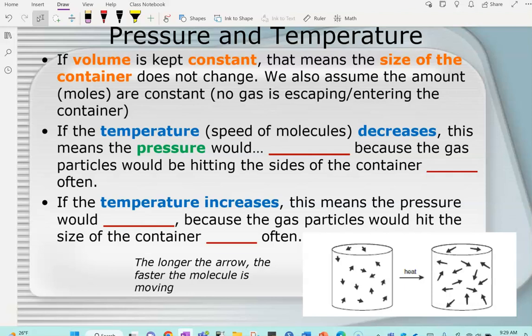So if the volume is kept constant, that means the size of the container does not change. So it is a fixed volume. And the amount of gas is staying the same, the moles are the same, the atoms and molecules are not entering or escaping the container. Then, let's start with, if the temperature, the speed of the molecules, their kinetic energy decreases, this means the pressure would also decrease because the gas would be hitting the sides of the container less often.